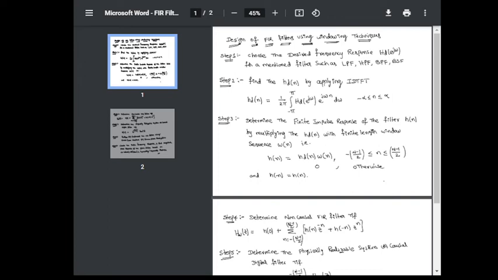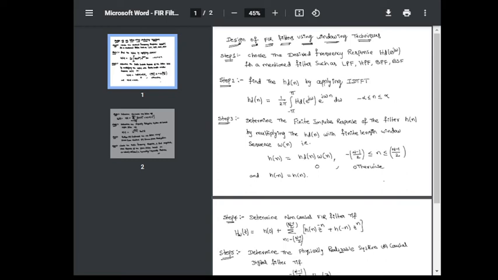filter. Next, step 2, find the impulse response HD of n by applying the inverse DTFT, that is HD of n is equal to 1 by 2 pi integral minus pi to pi HD of e power j omega into e power j omega n into d omega. After applying the inverse DTFT, we obtain the infinite number of samples HD of n.